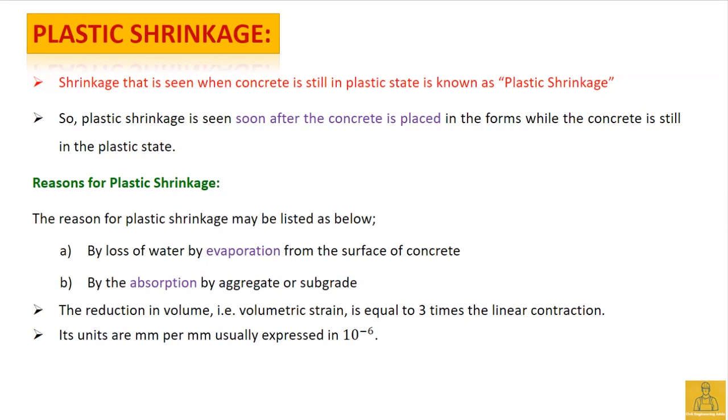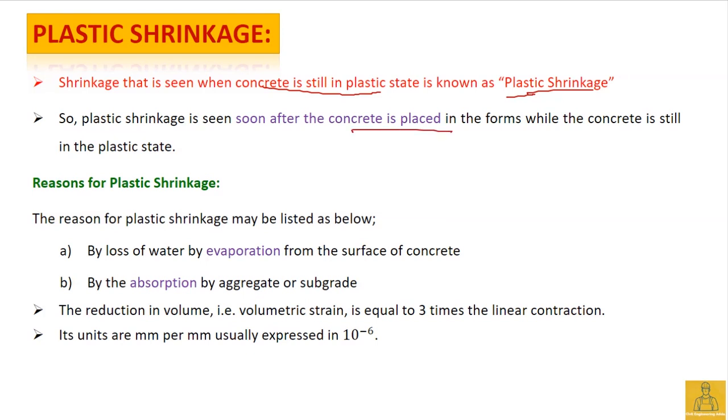Shrinkage that is seen when concrete is still in plastic state is called plastic shrinkage. So what do we mean by concrete still in the plastic stage? This is the stage when the concrete has not completely set, has not completely hardened. During that stage of plasticity, a shrinkage is seen in the concrete, and that is what we call plastic shrinkage. This plastic shrinkage is seen after concrete is placed.